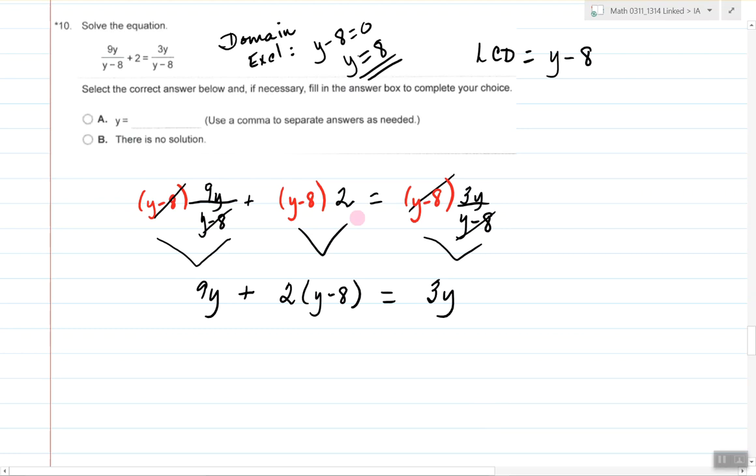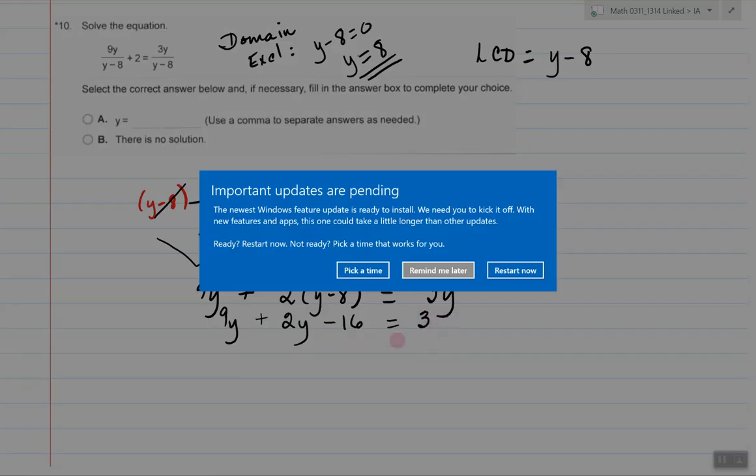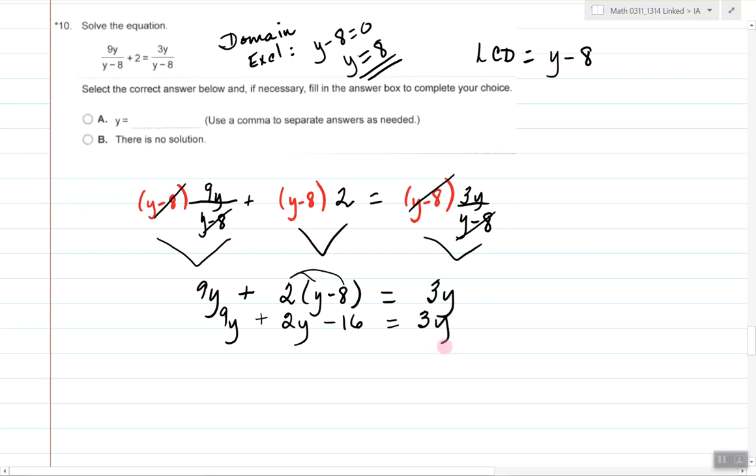This is a linear equation. I'll keep the 9y, distributive property, plus 2y. 2 times negative 8 is negative 16 equals 3y. Simplifying, 9y and 2y makes 11y minus 16 equals 3y. I have y's on both sides. I'm going to subtract 11y, and I have negative 16 is equal to negative 8y.